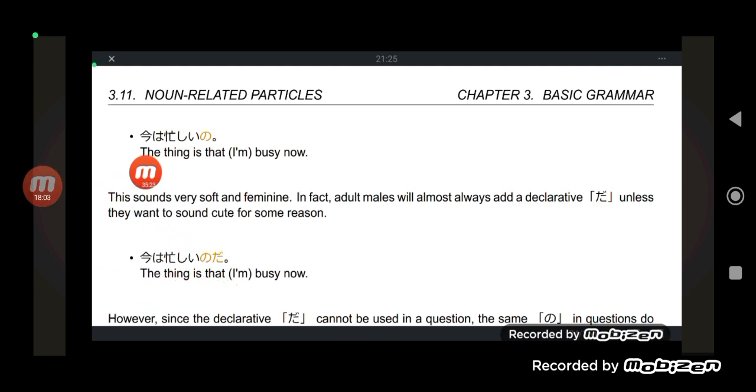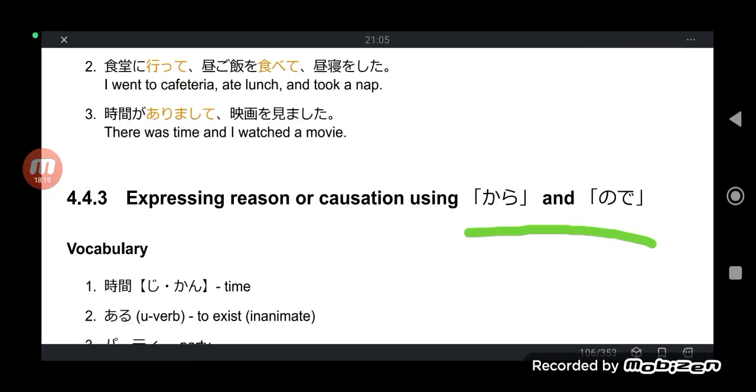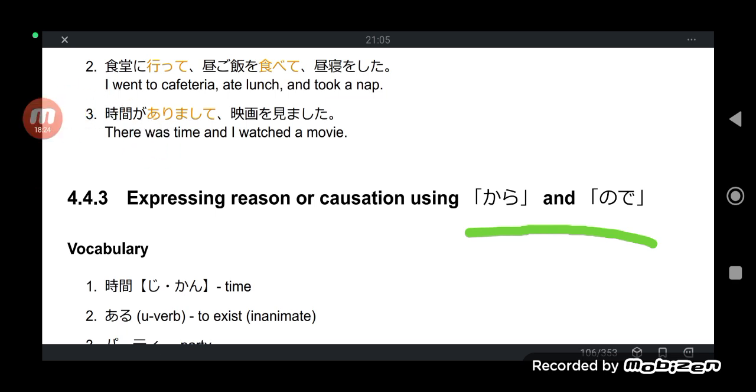Okay, so if you want to recall that topic, you may scan this QR code, or if you don't want to scan, you just search my video for particles used for listing nouns and just skip to that part, 35 minutes, because that is a 55-minute video. Okay, so that's it, minasan. We are through with our lesson for today as a prelude or foundation for this next, a little bit more difficult topic, node and kara. So that's it.